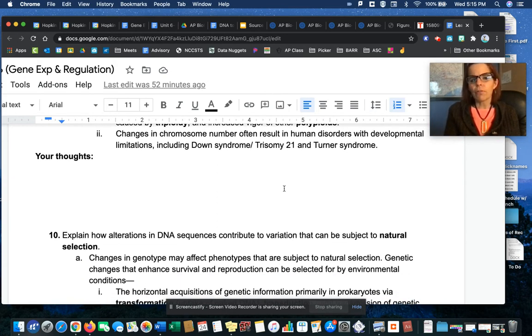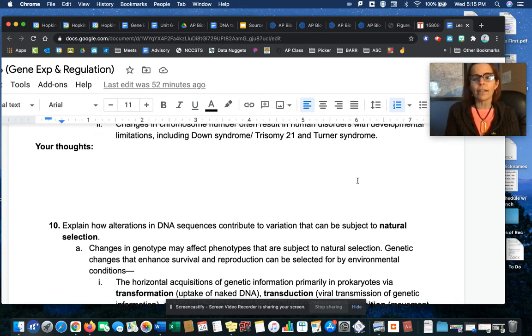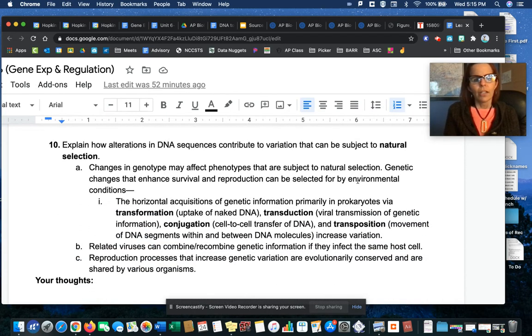And then you should know Down syndrome is trisomy 21. Turner syndrome is a female who has one X and no other X chromosome. We're getting close, you guys. There's two more. Explain how alterations in DNA sequences contribute to variation that can be subject to natural selection.